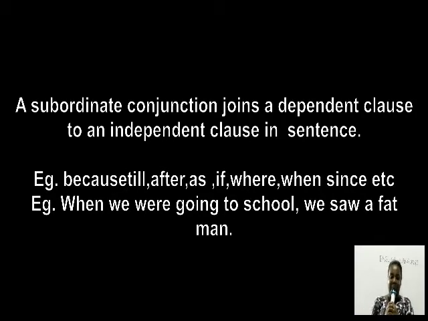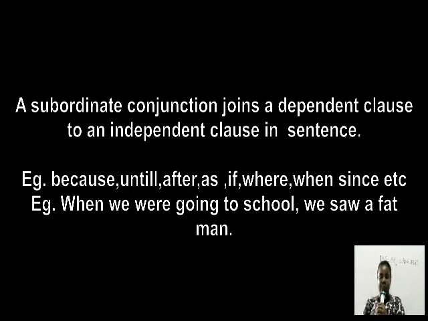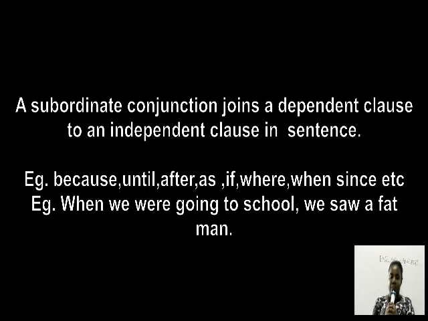Then we move on. I have an example on your screen. When we were going to school, we saw a fat man. Here, when is joining the clause we were going to school and the clause we saw a fat man. So when we want to put these two clauses together, we need a conjunction to join them. The conjunction that joins these two clauses is when. So that is why we have: when we were going to school, we saw a fat man.